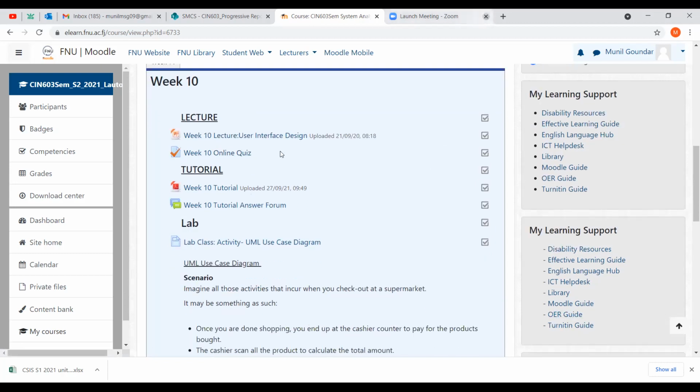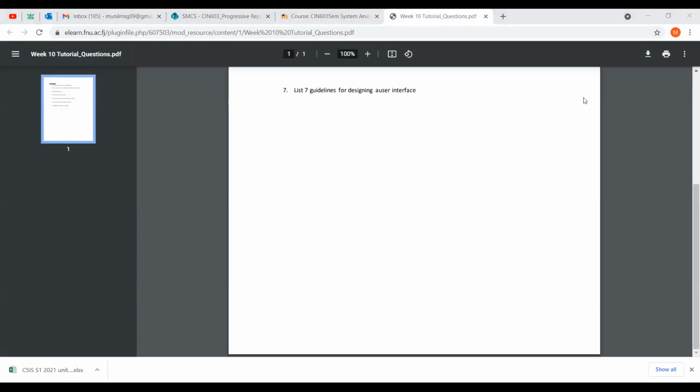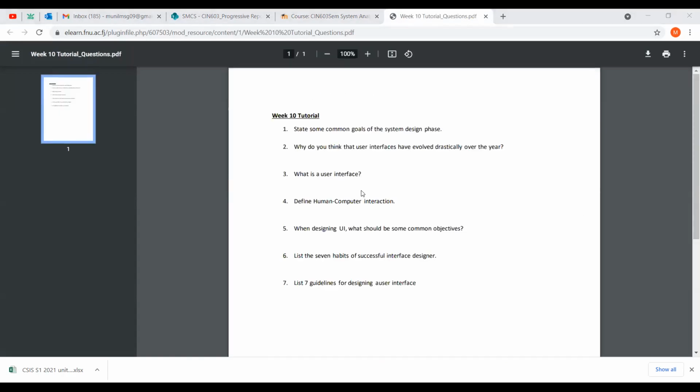Now, without further delays, let's go and look at our tutorial questions for week 10. Not many questions, I think 6 or 7 questions from tutorial 10. So we'll go over them and we'll discuss those. Okay, so 7 questions altogether. Now, these questions are directly related to your lecture notes, the lecture notes that you have in the week 10 section of the Moodle shell.